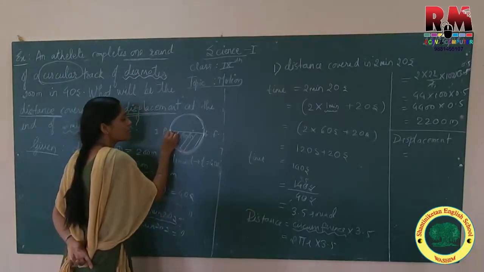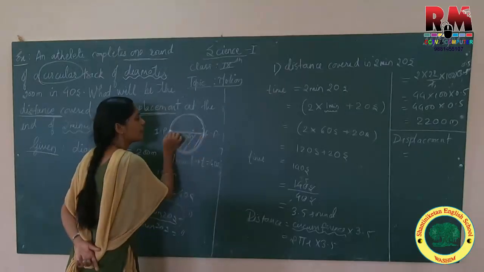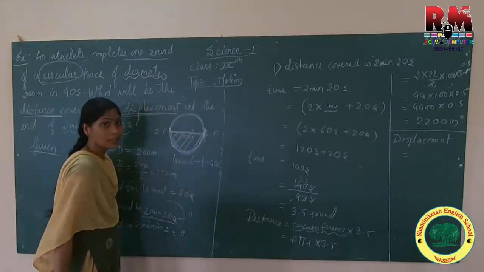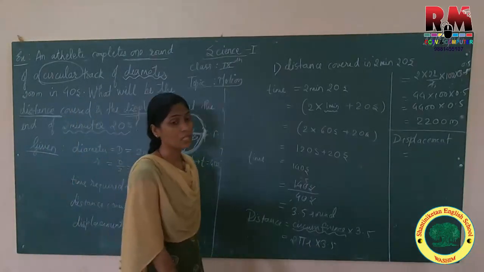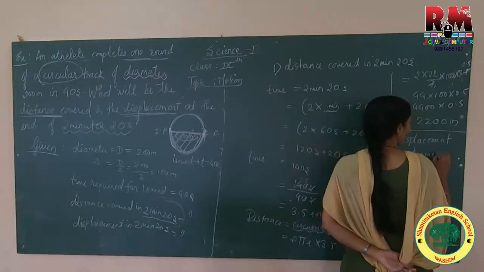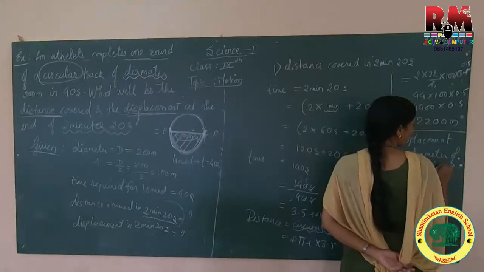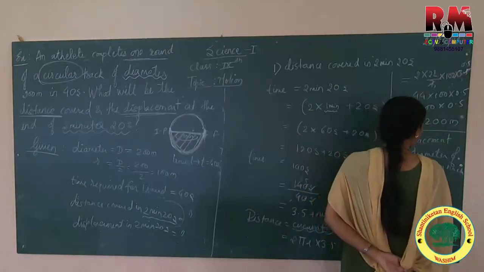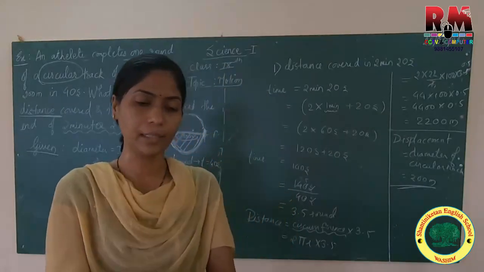So what is displacement? The shortest distance between initial and final position. So this much is the displacement. Hence displacement here is nothing but the diameter of the circular track. Therefore displacement is the diameter of the circular track, and it is given as 200 meter. So distance and displacement come out different in both cases.